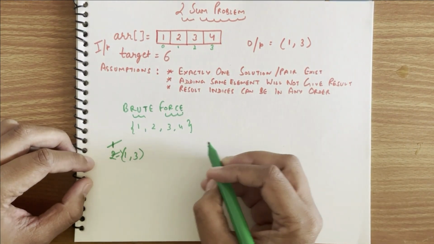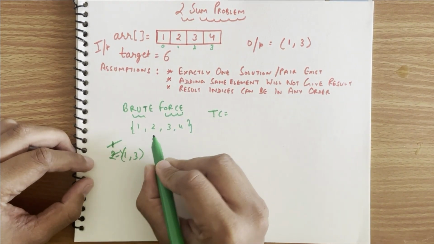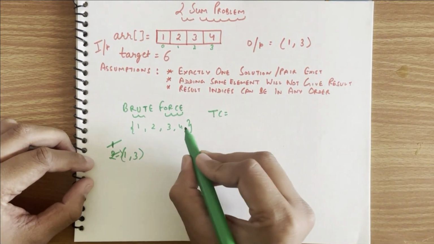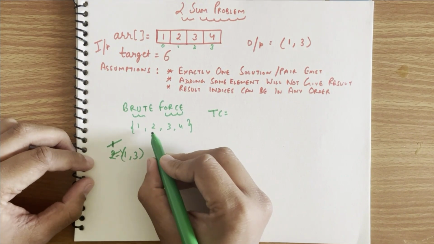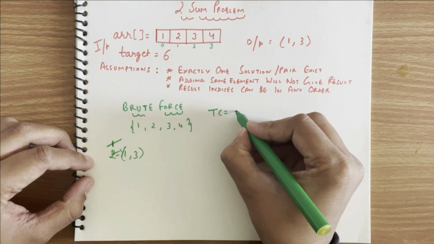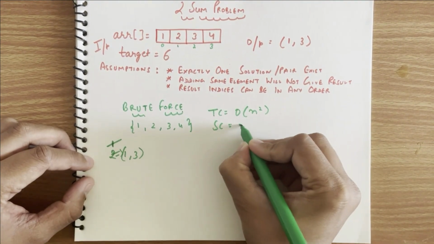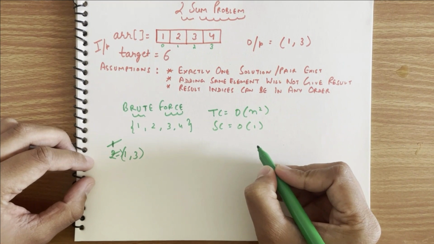The time complexity for this solution: we will be using one loop to pick one array element at a time, and a second loop to compare it with the elements which come next to it. Since we are using two loops, the time complexity will be big O of n square in this case. Space complexity will be big O of 1 because we are not using any additional space.